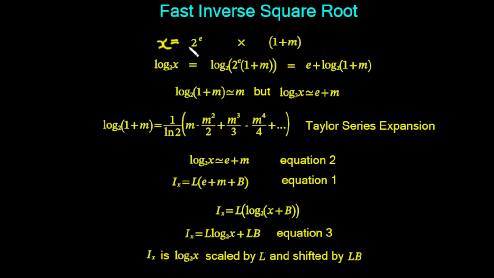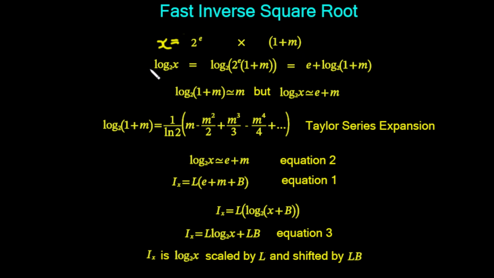So we know that the 2 to the e gives us the range of values. So for example, our number will be in the range 1 to 2, 2 to 4, 4 to 8, 8 to 16, so on and so forth. The precision within the range is given by the mantissa, and that's the value 1 plus m. So it tells us whereabouts within the range our number actually exists.